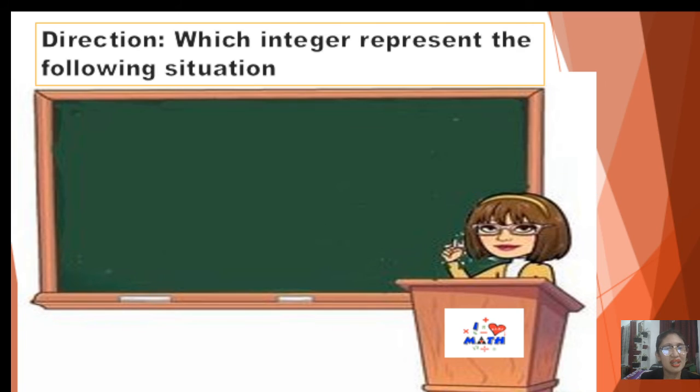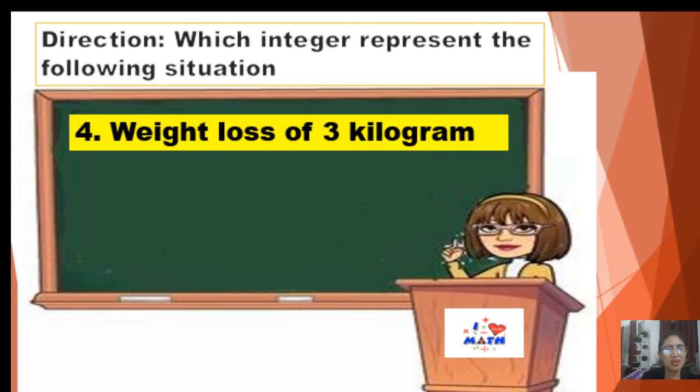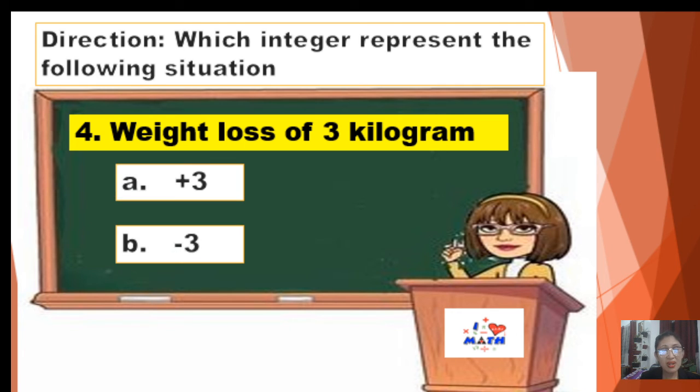Okay? Again, number 4. Weight loss of 3 kilograms. How are we going to represent that as an integer? Is it positive 3 or negative 3? The answer is negative 3, correct.